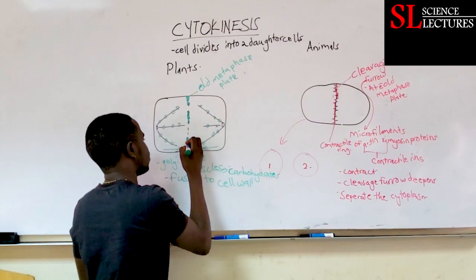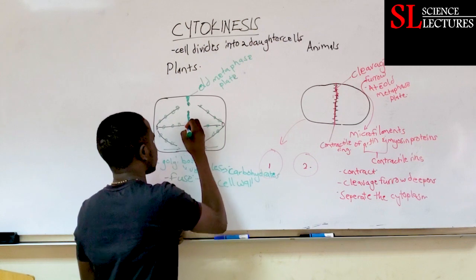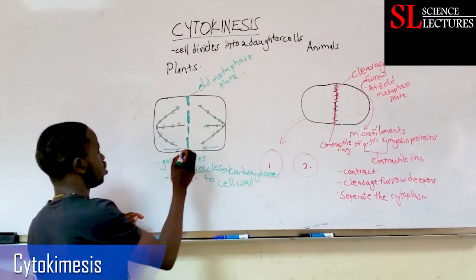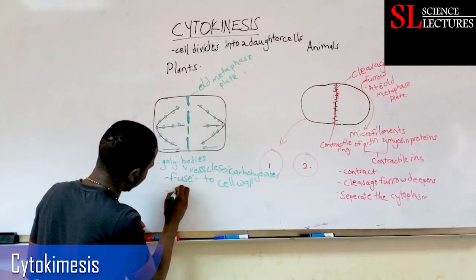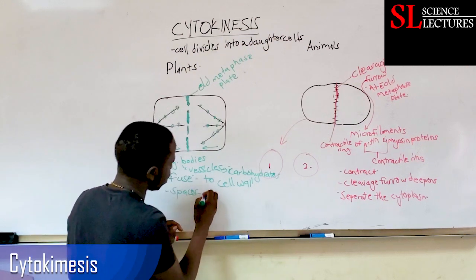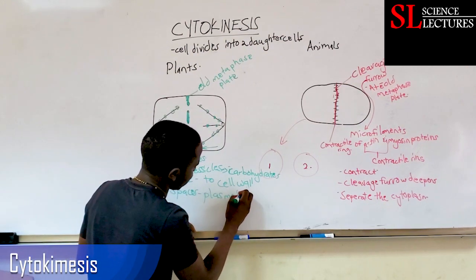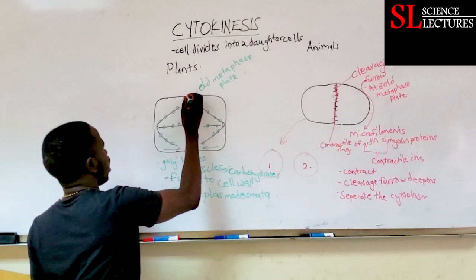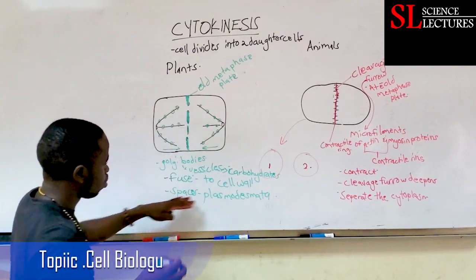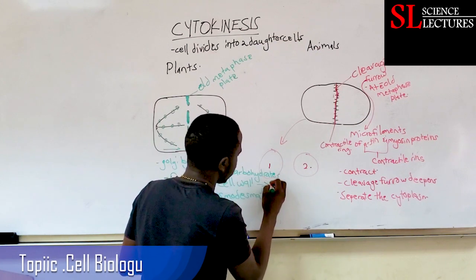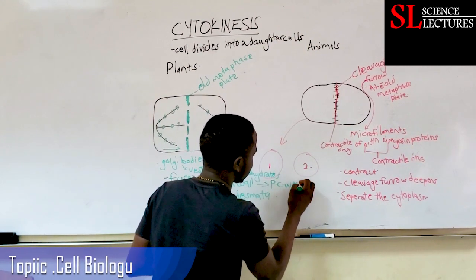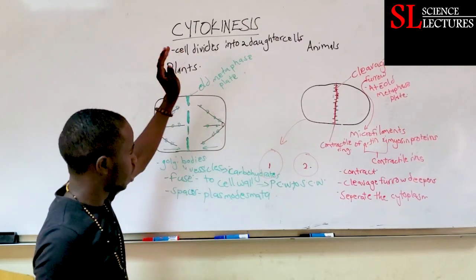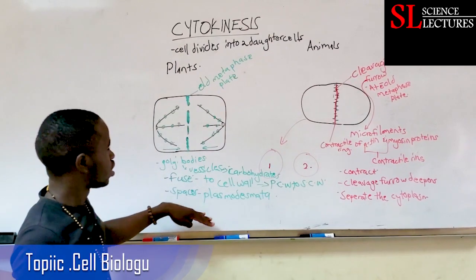So these ones fuse here, they form a cell wall here, they also form a cell wall here, and these ones shall also fuse and form a cell wall. However, the fusion is not uniform. They will leave some spaces, and these spaces shall later form what we call the plasmodesmata. So when these vesicles fuse here, they form the cell wall. The cell wall shall continue to grow to change from the primary cell wall to the secondary cell wall, as we saw in our series on cell organelles, the various components of the cell wall.